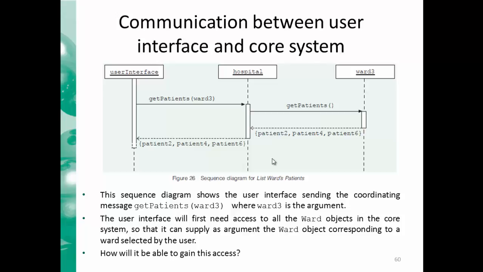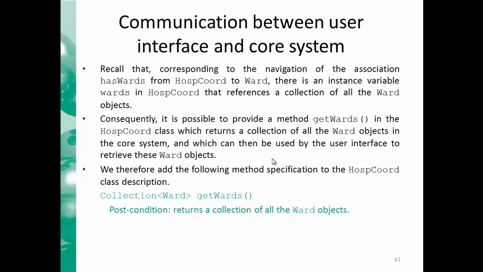The user interface will first need access to all the ward objects. Okay, this is very important in the core system, so that it can supply as an argument a ward object corresponding to the ward selected by the user. Now, how will this be done?